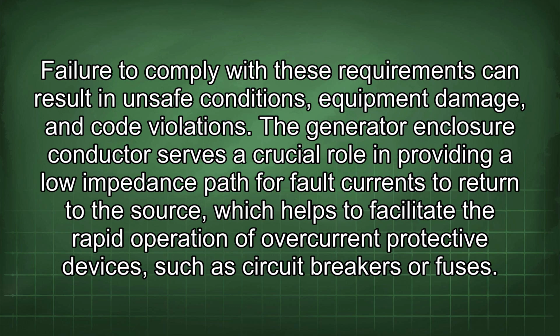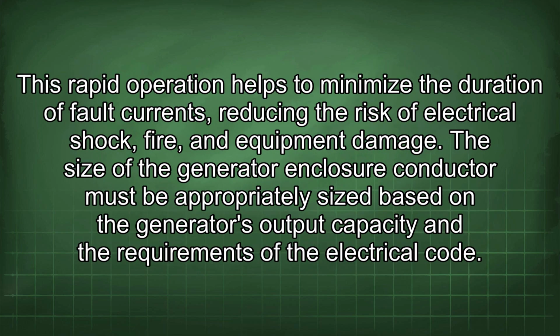The generator enclosure conductor serves a crucial role in providing a low impedance path for fault currents to return to the source, which helps to facilitate the rapid operation of overcurrent protective devices, such as circuit breakers or fuses. This rapid operation helps to minimize the duration of fault currents, reducing the risk of electrical shock, fire, and equipment damage. The size of the generator enclosure conductor must be appropriately sized based on the generator's output capacity and the requirements of the electrical code.